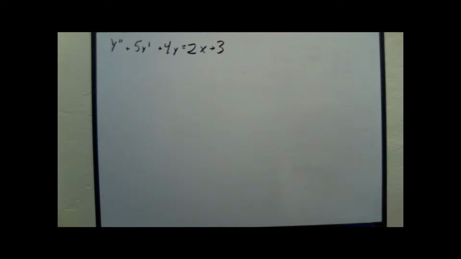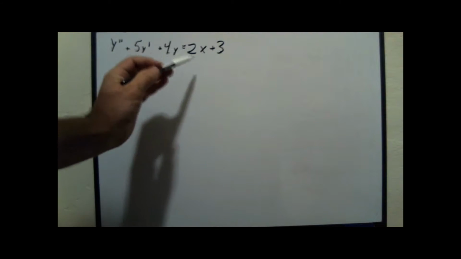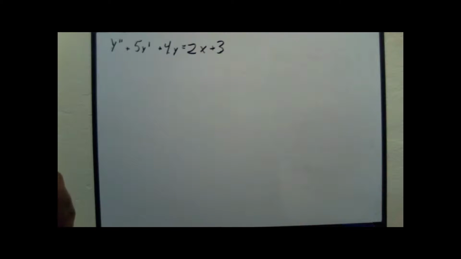Just kidding. But really, y double prime plus 5y prime plus 4y equals 2x plus 3. This is different from your homogeneous variety because it actually equals something over here.